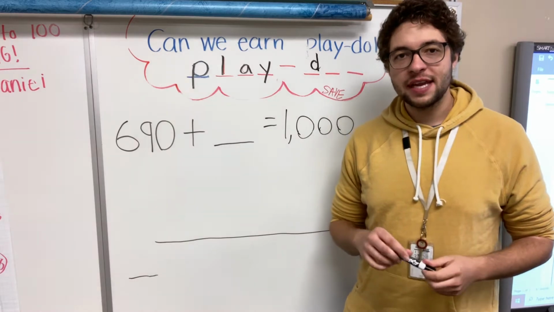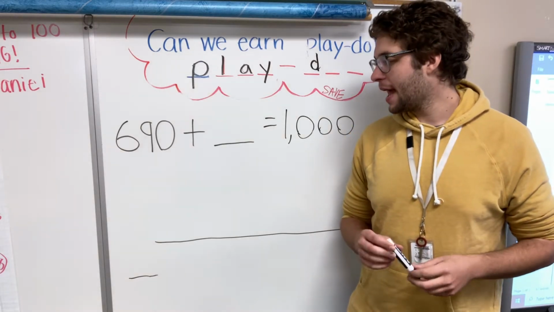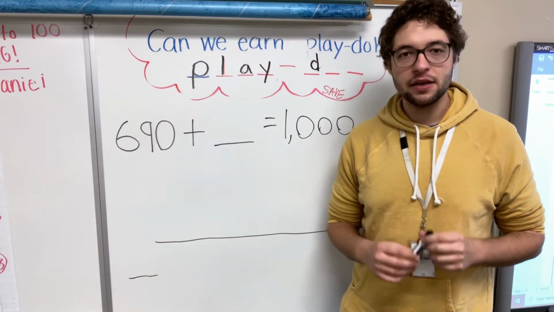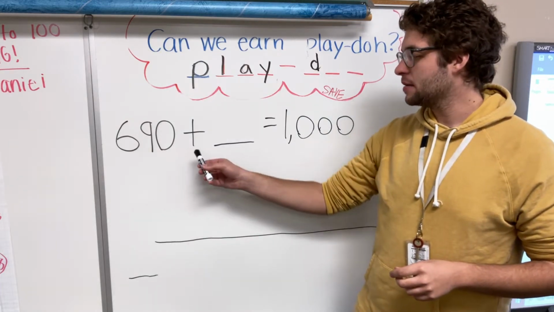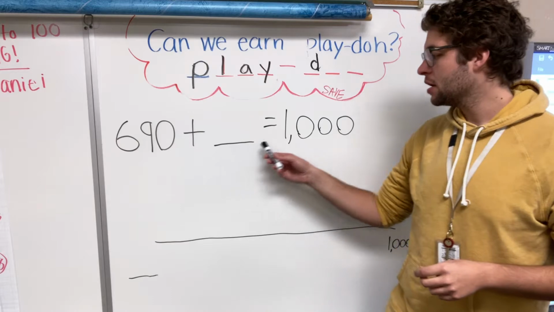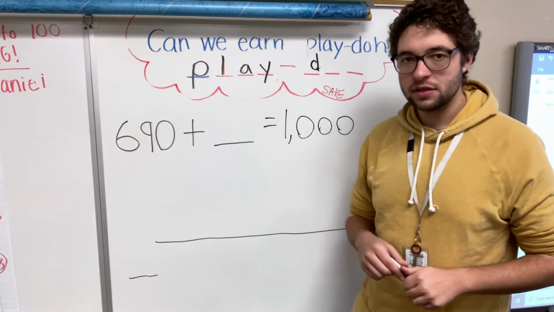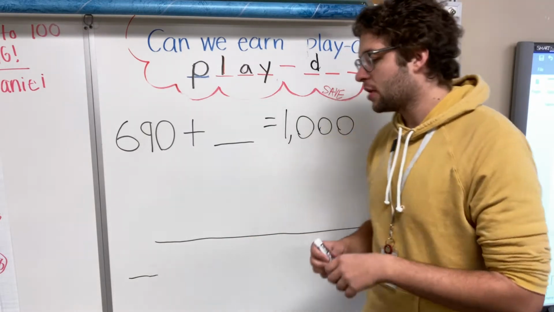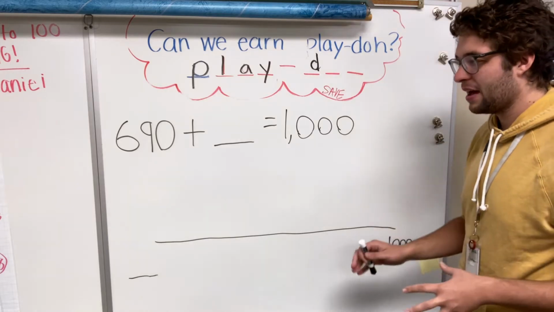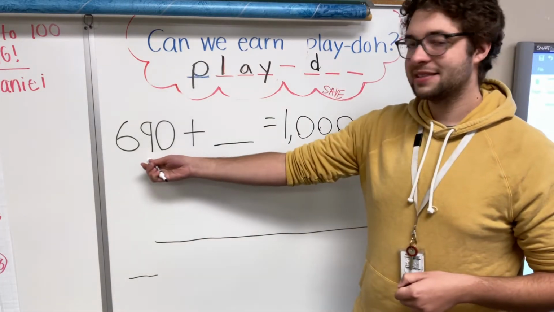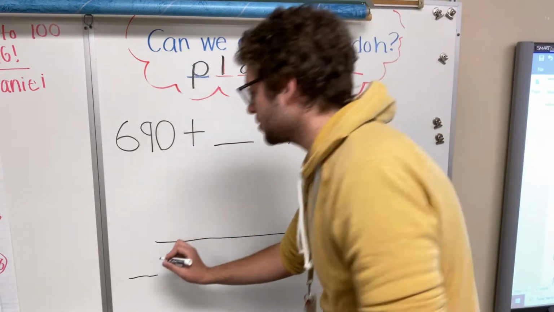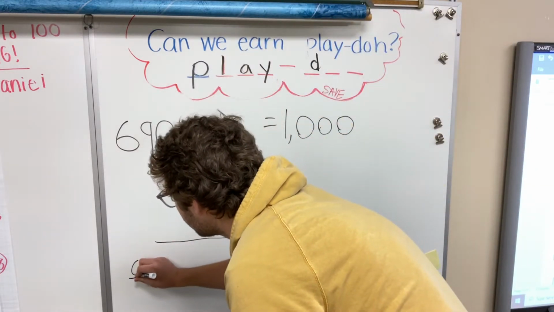Hey third graders, today we're going to be learning how to add up to 1,000 using a number line. In our problem today we have 690 plus blank equals 1,000. So when we're working with the number line, the first number that we want to have on our far left hand side, that we're going to start with, is 690.